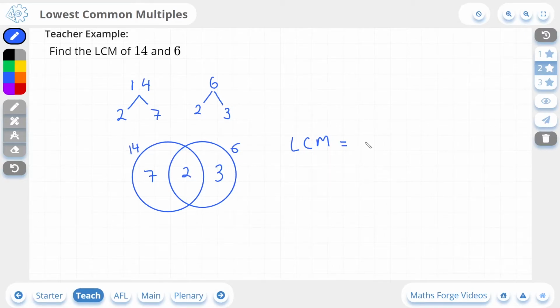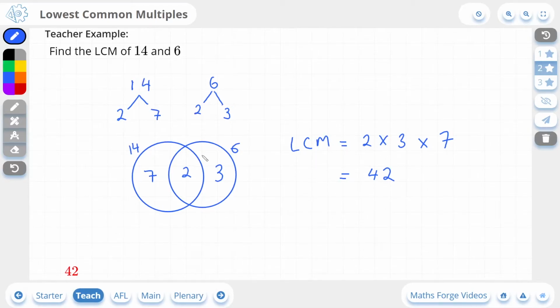And so now if I go ahead and multiply all of the prime factors together in the Venn diagram, so 2 times 3 times 7, this should give us the lowest common multiple between 14 and 6. So 2 times 3 times 7 is equal to 42. And if we check our answer, there it is. A lot of the time, students will try and multiply 14 and 6 together and assume that this is the lowest common multiple. This is not true.